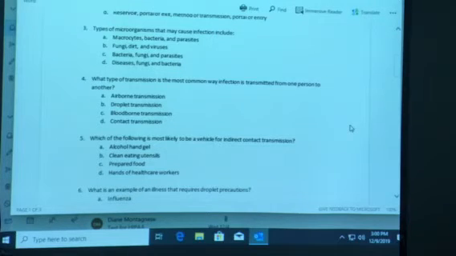Question number 5. Which of the following is most likely to be a vehicle for indirect contact transmission? A, alcohol hand gel. B, clean eating utensils. C, prepared food. D, hands of healthcare workers.